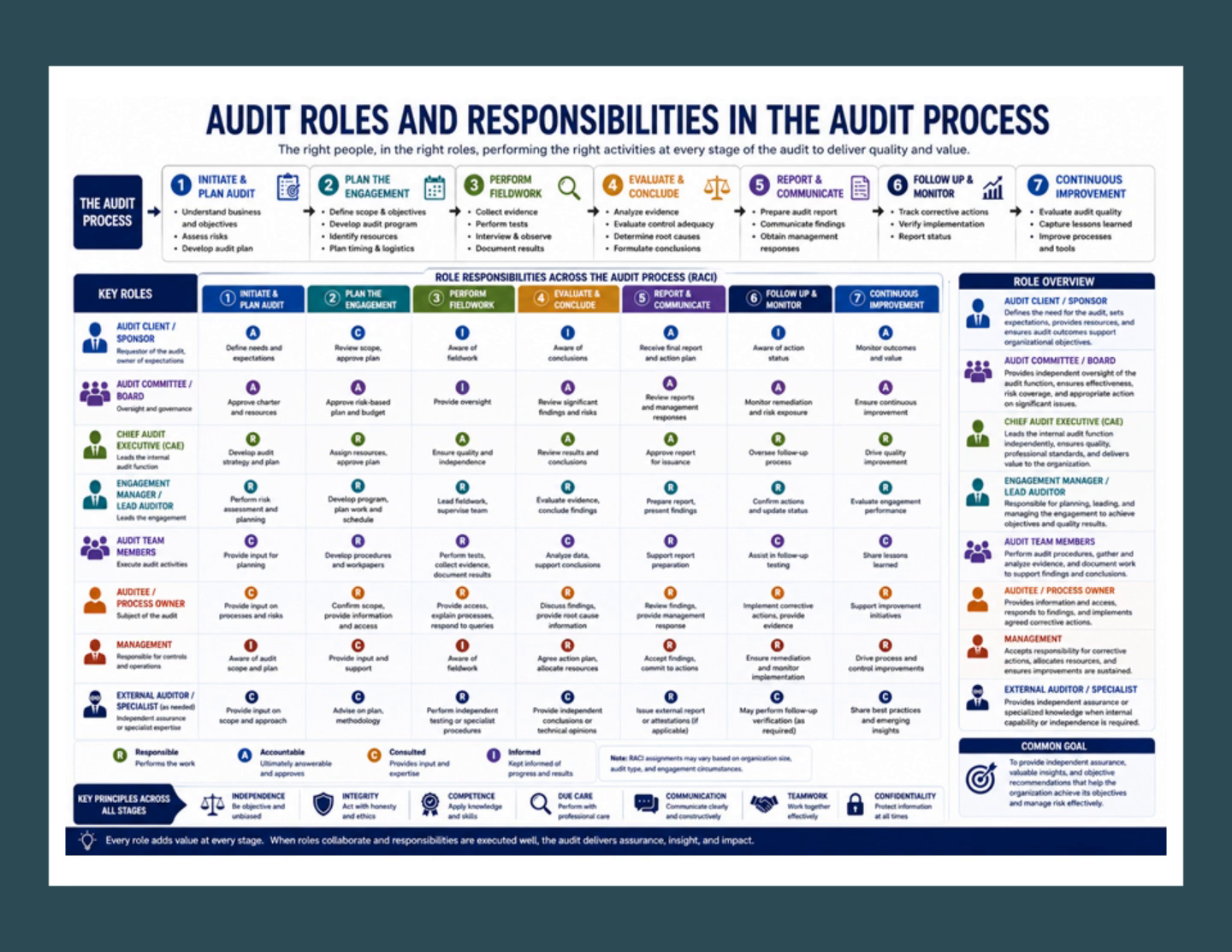At the bottom of the slide are the key principles that apply across every audit stage. These include independence, integrity, competence, due professional care, communication, teamwork, and confidentiality. One important takeaway from this slide is that auditing is highly collaborative. While auditors provide independent assurance, successful audits rely on cooperation between governance bodies, management, auditees, specialists, and the audit team itself. When responsibilities are clearly defined and properly executed, the audit process delivers credible assurance, meaningful insight, stronger governance, and improved organizational performance.